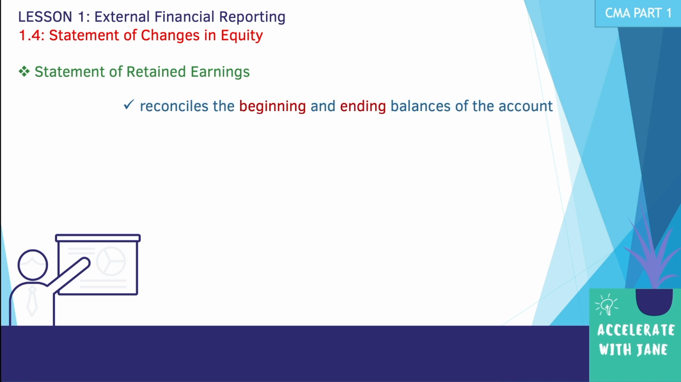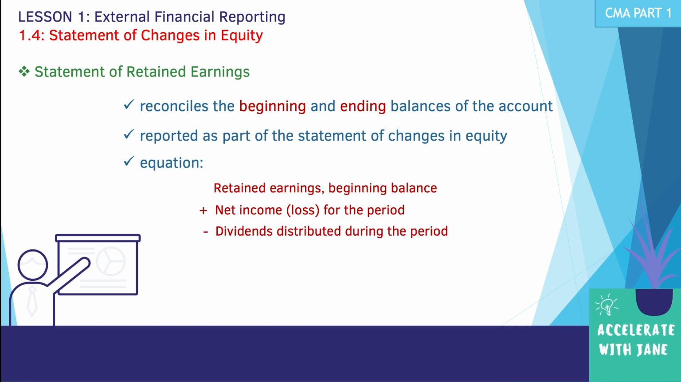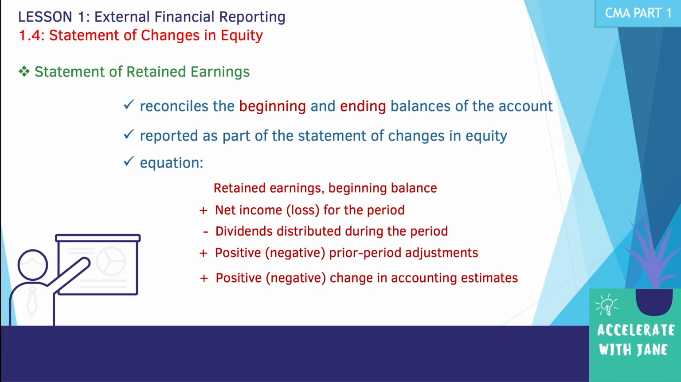So basically, it's just a reconciliation of the beginning and ending balances of the account or the retained earnings. So the retained earnings is reported as part of the statement of changes in equity. We have here the equation of the retained earnings. First, we have the retained earnings beginning balance or the retained earnings in prior period. Then we add the net income or loss during the period. We deduct the dividends declared during the period, so it should be dividends declared. Then we add or deduct the prior period adjustments. Then we also add and deduct any change in accounting estimates. After that, we arrive at the retained earnings ending balance.